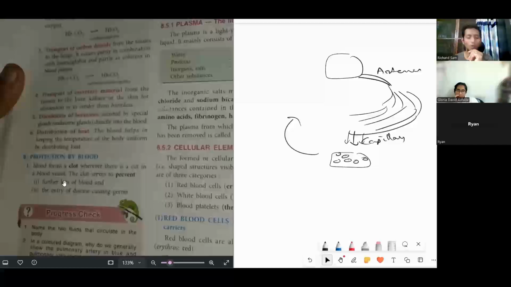Protection by blood. How does your blood protect your body? See, outside the body there are a lot of germs. If those germs enter into your body, you can get sick. Okay. So suppose you get a cut. Through that cut, germs can enter inside. How can your body prevent those germs from entering inside your body? A clot is formed. As soon as you get a cut, within a few minutes, a clot is formed. That clot seals two things, the blood from coming out and also germs from going inside.